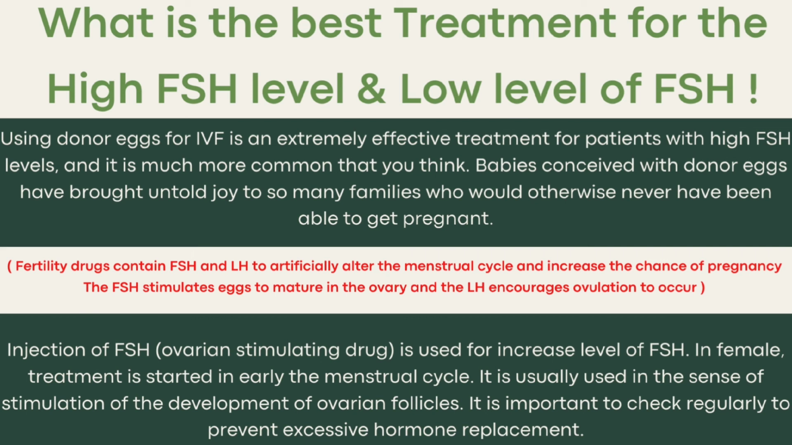Important things also included here: fertility drugs contain FSH and LH to artificially alter, meaning change, the menstrual cycle and increase the chance of pregnancy. The FSH stimulates eggs to mature in the ovary, and the LH encourages ovulation to occur.